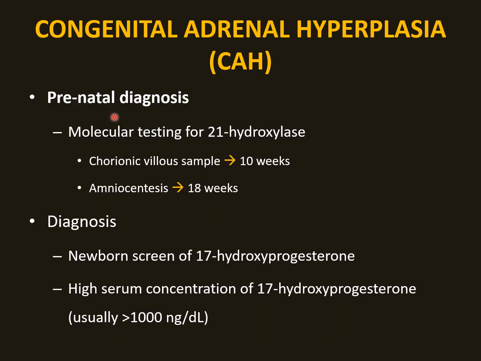If there is a concern about congenital adrenal hyperplasia, you are able to do prenatal diagnosis. Molecular testing for 21 hydroxylase with chorionic villus sample at 10 weeks and amniocentesis at 18 weeks.